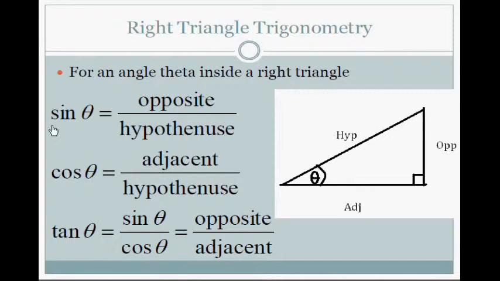Our three most common trig functions: we have the sine function. The sine of theta is the length of the opposite side over the length of the hypotenuse. Our cosine function is the length of the adjacent leg over the hypotenuse. And our tangent function, the tangent of theta, we can either write as the ratio of the opposite side to the adjacent side, or as sine theta divided by cosine theta.